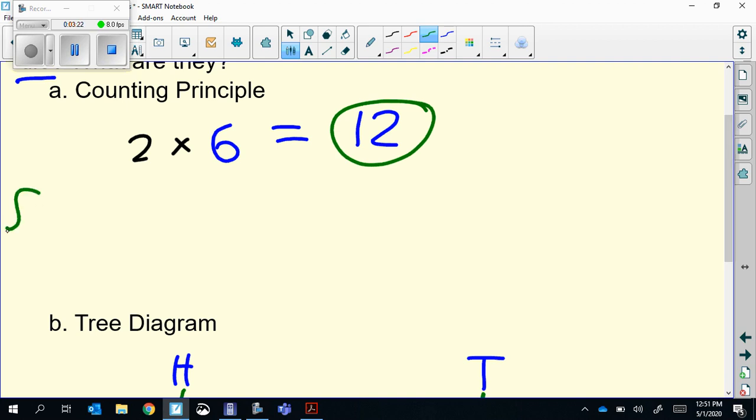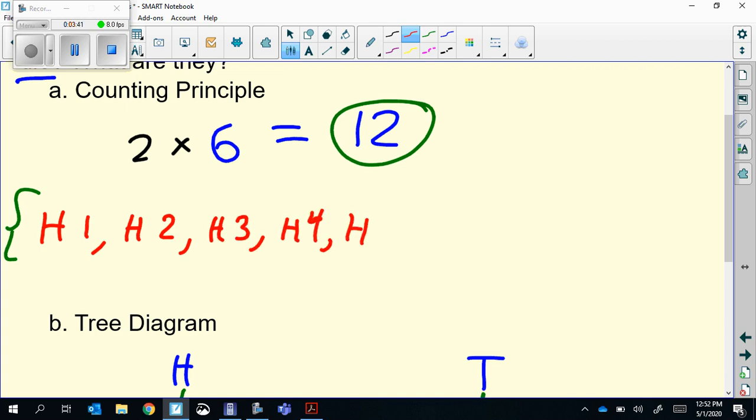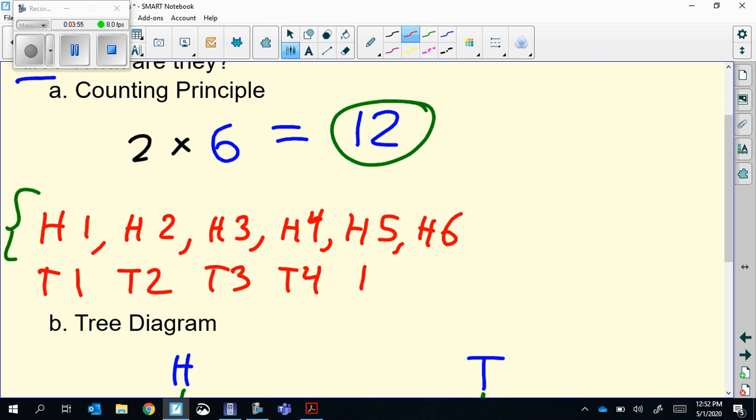So listing them out, the tree diagram helps you understand this concept, I think, really well. You can get a heads with a 1, heads with a 2, heads with a 3, heads with a 4, heads with 5, heads with 6. And you can also get each of those things with tails. So you can get a tails 1, tails 2, tails 3, tails 4, tails 5, and tails 6. So this is your sample space.